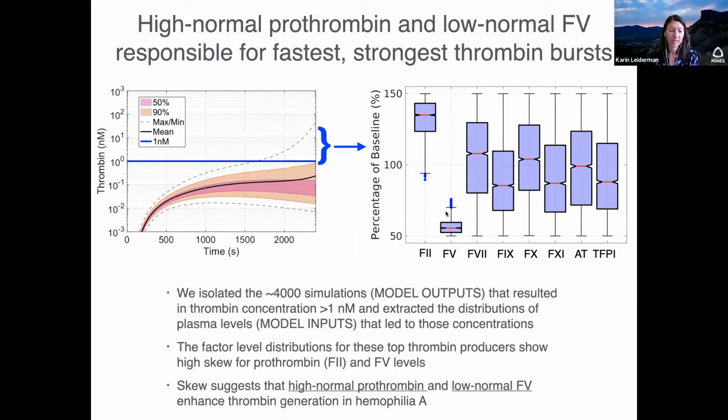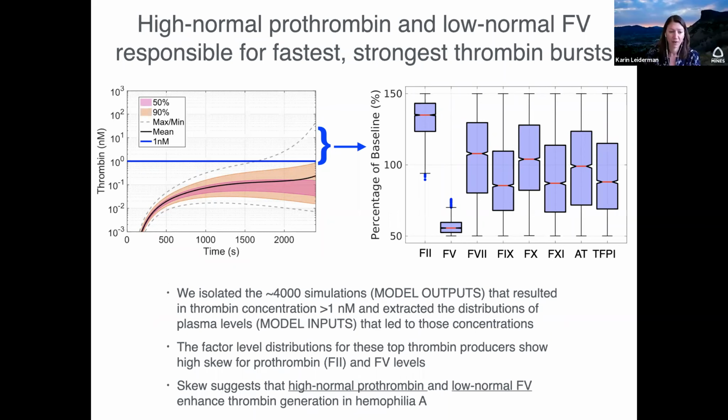And in particular, we see that the skew shows that high normal factor 2, or prothrombin, and low normal factor 5 here enhances the thrombin generation in hemophilia A. So this was our statistical extraction from this huge data set. And now we want to know, well, can we further test just these two factors in the model? So let's fix everything else and just look at varying factor 2, prothrombin, and see if we actually see what we think we see.